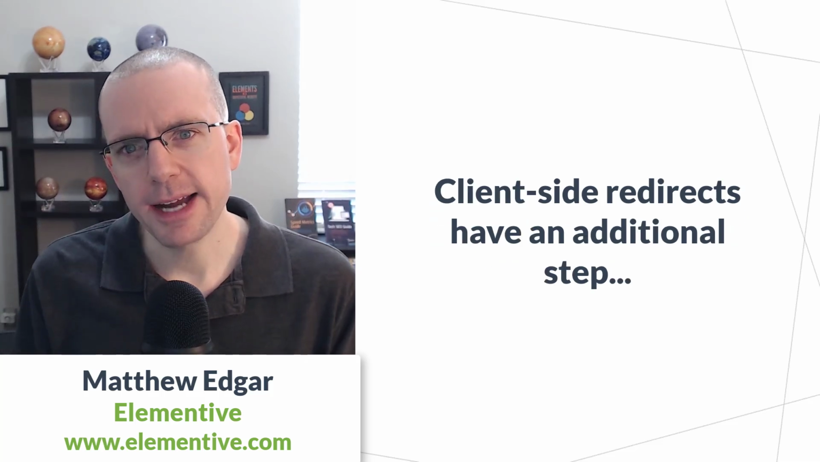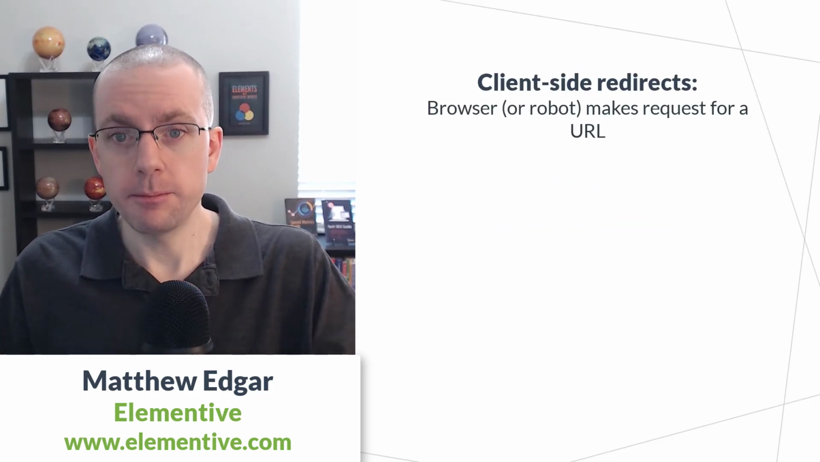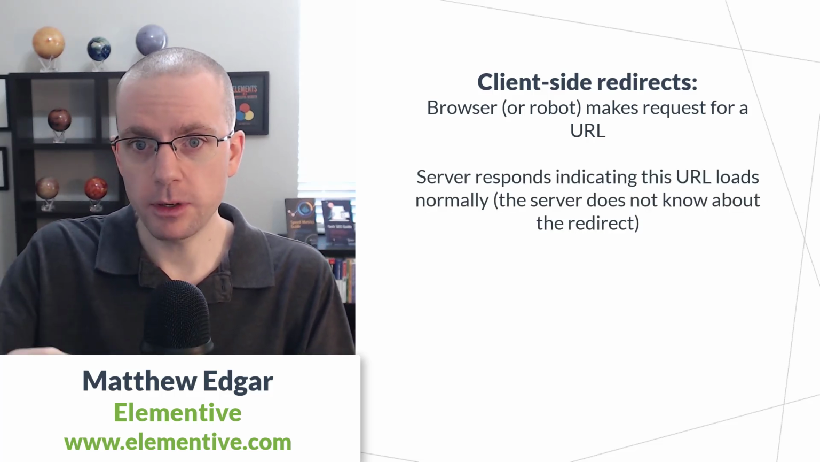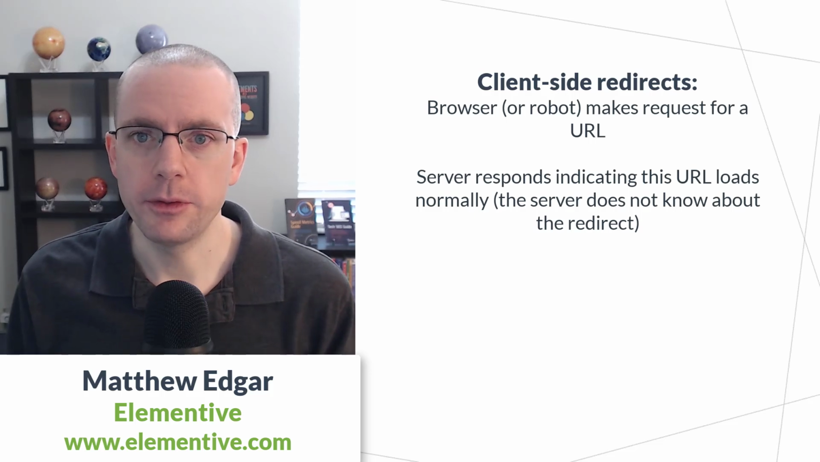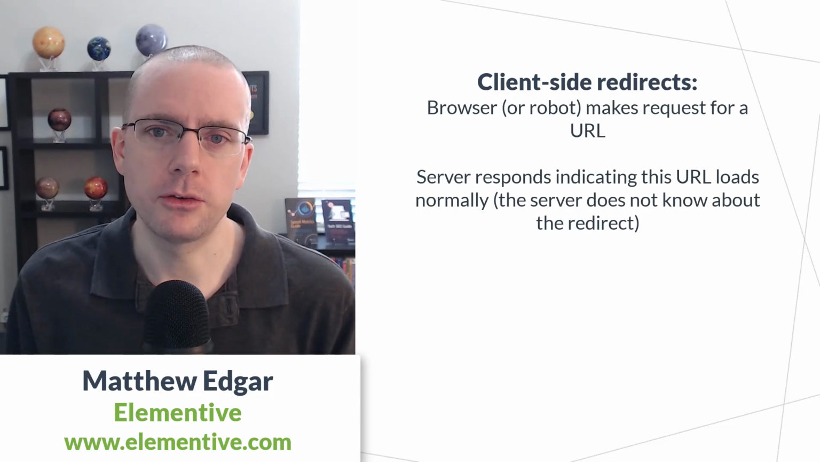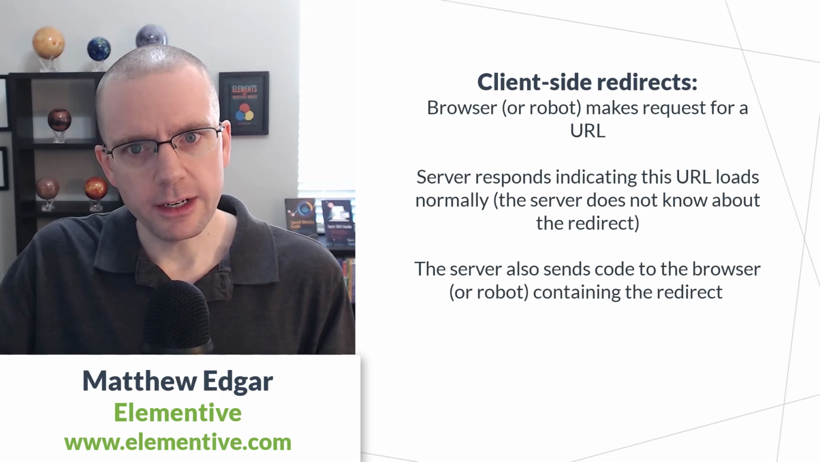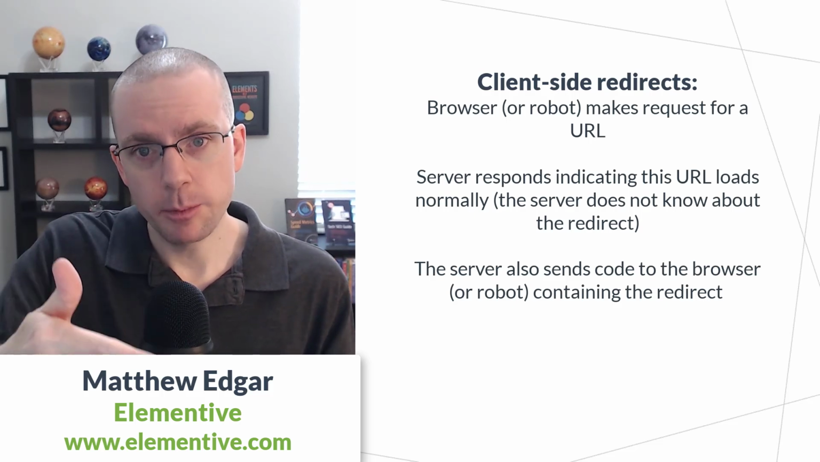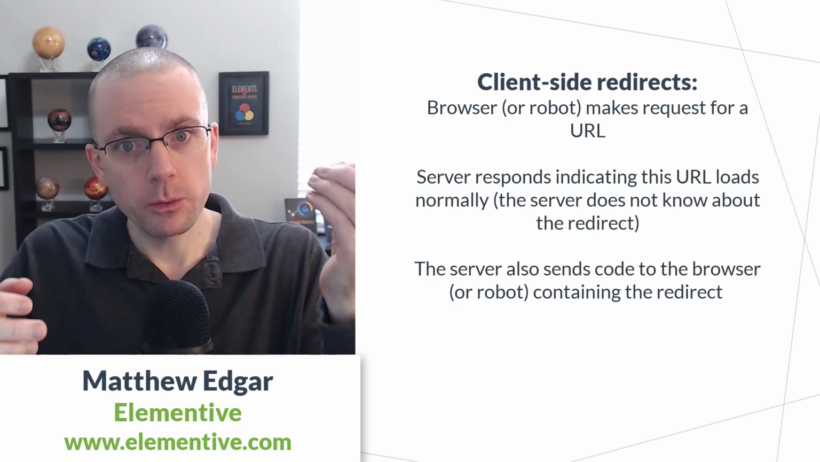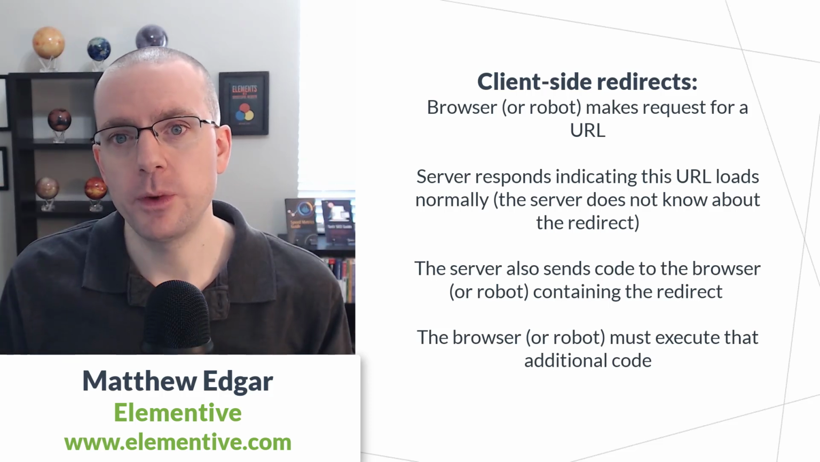A client-side redirect adds an additional step. With a client-side redirect, the browser or robot makes a request for a URL that happens to redirect. The server responds to that request, letting the browser or robot know that everything is okay with this URL. This URL doesn't redirect as far as the server knows, and that's what it communicates to the browser or robot. So the server then also sends along code back to the browser or robot with the redirect instructions. And now the browser or robot have to process that client-side code in order to see the redirect.